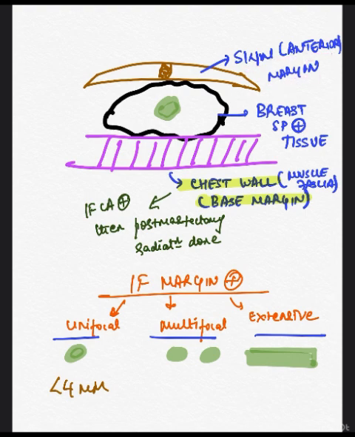Okay, and this is the tissue with carcinoma, and the base margin is nothing but the muscle fascia or the chest wall margin. Okay, so if carcinoma is present in this base margin, then post mastectomy radiation is the treatment that is usually done. Now that we understood what you should report as margin positive, say if the margin is positive, it is also important to understand whether it is a unifocal margin, whether it is multifocal, or whether it is extensive.